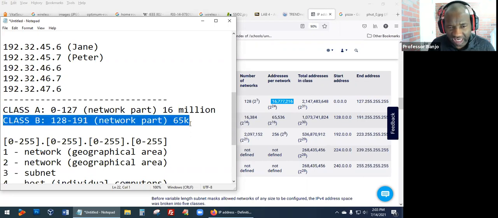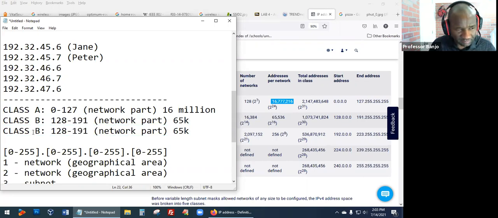Then you have class C IP addresses. Class C goes from 192 to 223. This is very important stuff, guys, so I'm taking my time to give you as much as possible. Class C addresses are just about 256 computers.